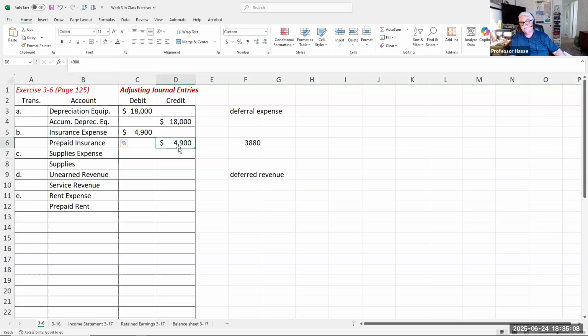Prepaid insurance, credit $4,900. Again, this is a deferral expense. We're now expensing the insurance with the use of it over time.